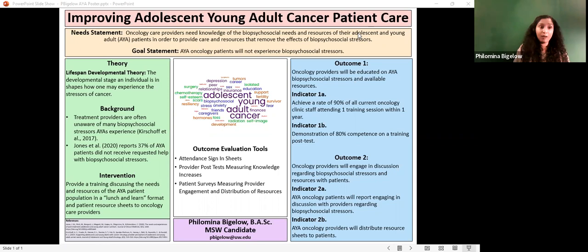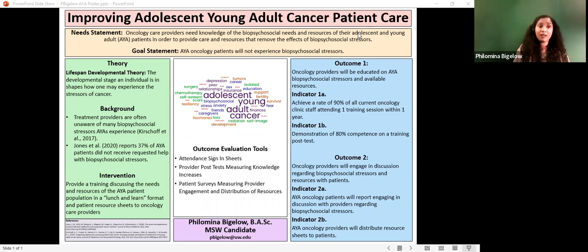The second outcome from this training would be oncology providers will engage in discussion regarding biopsychosocial stressors and resources with patients, because I don't just want providers to be trained, I want them to use that training with their patients on a regular basis. So there are two indicators that this outcome would be met.